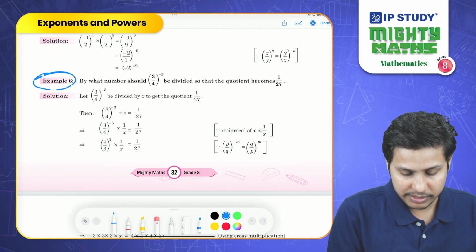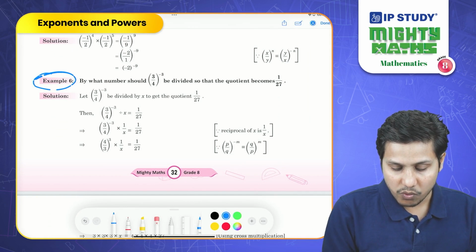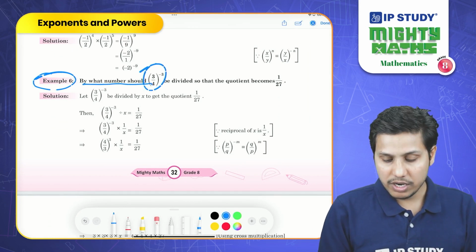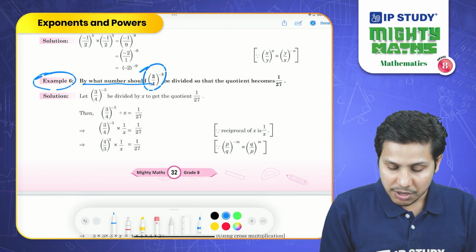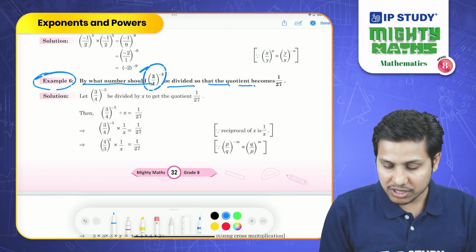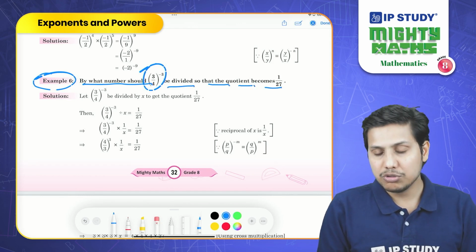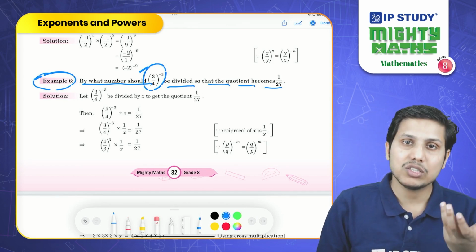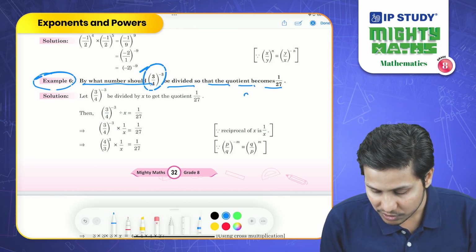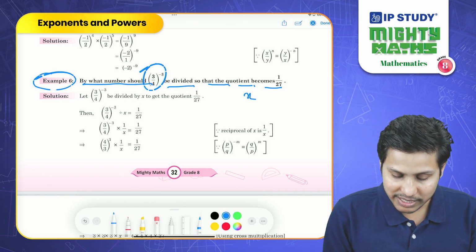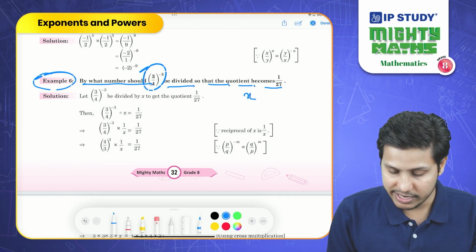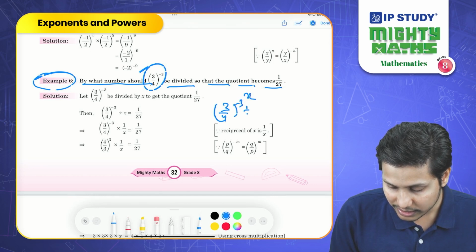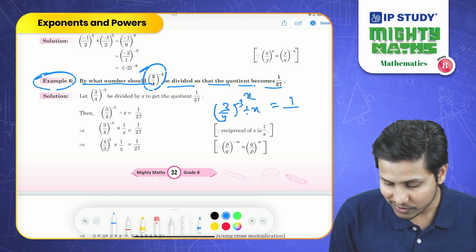Now let's take one example. Example number 6 says, by what number should 3 over 4 raised to the power of negative 3 be divided so that the quotient becomes 1 over 27. So students, we always take the missing value as x or a. So let's suppose the missing value is x. Now the statement says what should be divided. So we can write that x should be divided like this and the result should be 1 over 27.